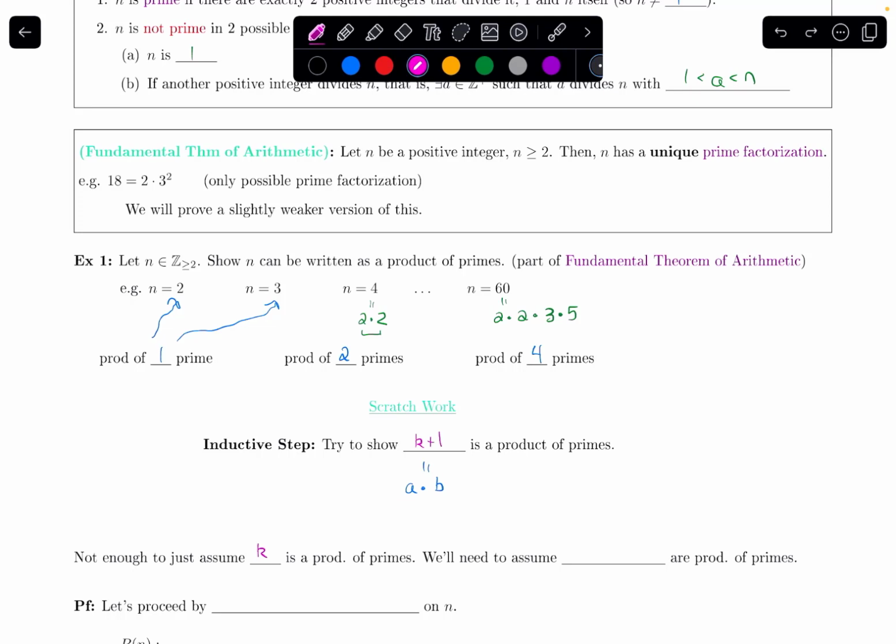Because with strong induction, we get to assume that, starting with whatever this set begins with, which is 2, we'll get to assume that 2 and 3 and 4 and everything up until the one before k plus 1, which is k, are all products of primes. So that list hopefully will encompass the a and the b. So we'll be able to say a and b are products of primes. Okay, so let's get into the proof.